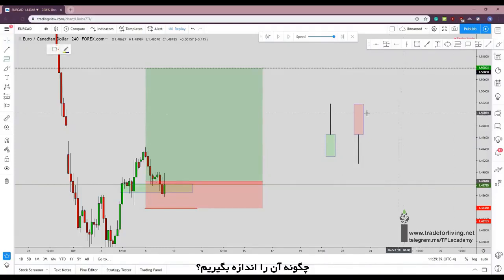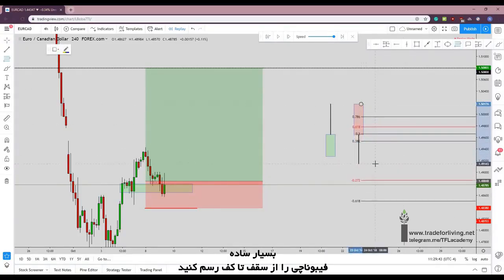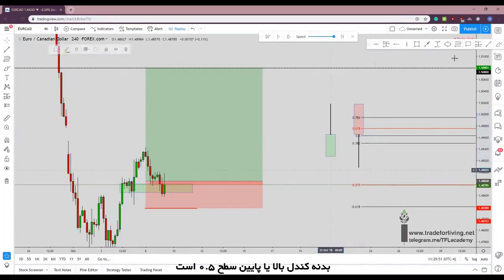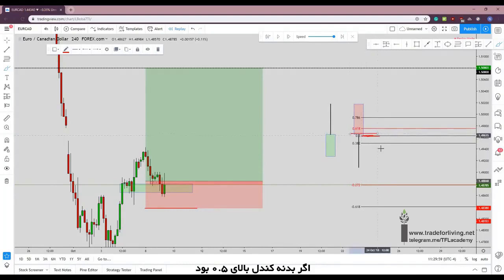How can you measure that? Simply by taking your Fibonacci from the high to the low and looking if by doing this the body of the candle is above or below the 50% fib, because basically the 50% fib will be half of the candle. So if you put it in this way, if the body is above the 50%, it means that the next candle is supposed to fill in the wick. Very simple concept.